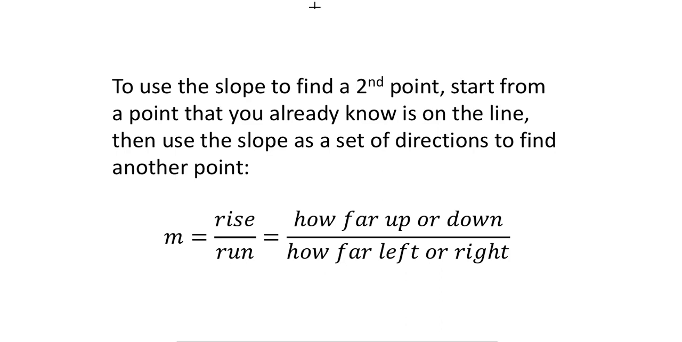All right, so the slope will give us directions for finding that second point. The only thing that's necessary is that we need to know where to start from. We need a point that we already know is on the line to begin with. So this always brings to mind for me Indiana Jones and the Last Crusade. It's kind of an old movie at this point, but if you've seen it, Indiana Jones' dad is trying to find the Holy Grail, and he has all the directions.